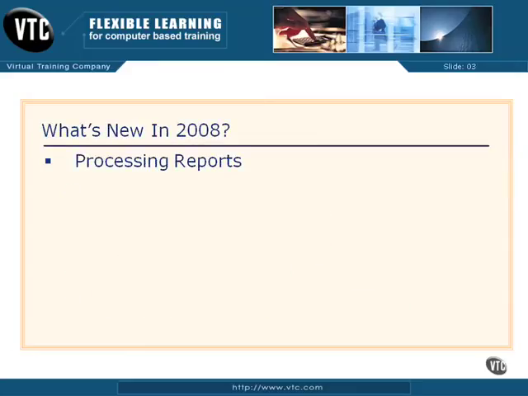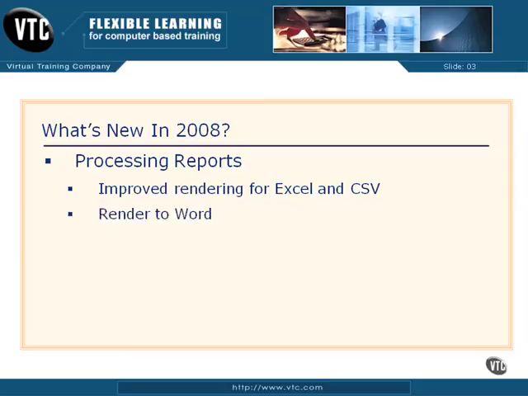Now when we're processing reports, there were some big changes here. First of all, we have improved rendering for Excel and comma separated value reports. This was a big deal, especially going back to the first version of reporting services. You could render them into Excel, but they might do bizarre stuff sometimes. You'd have to go hack around in Excel to try to get things to look right. They've improved that quite a bit.